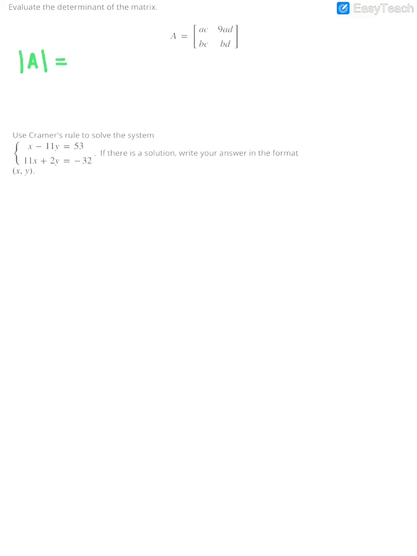And what you do is you're going to take the product of the terms from the top left to the bottom right. So if I multiply that together, I get AC multiplied by BD. And then you have to subtract the cross product of the terms that go from the top right to the bottom left. And so if I multiply those, that would be a 9AD multiplied by BC.